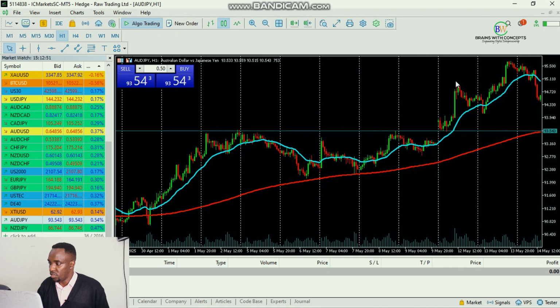Another example is this candlestick here. Price did pull back, came to this 21 exponential moving average, giving us a bullish harami.